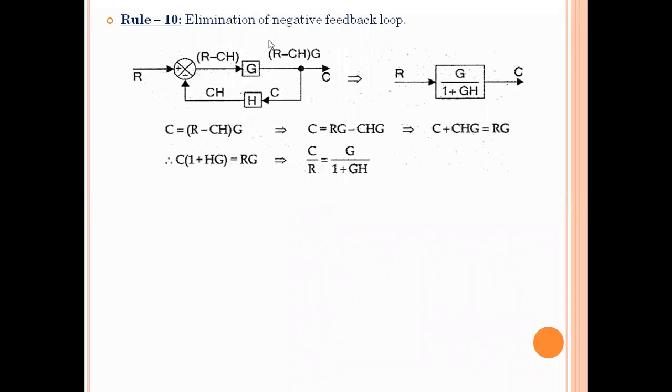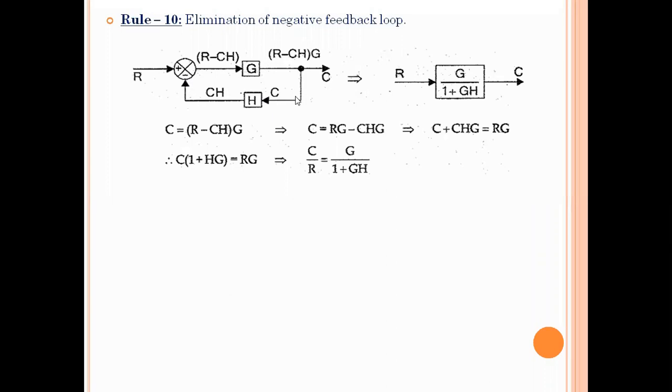And coming to the 10th rule, which is very important, that is elimination of negative feedback. See, this is the feedback. You can see this signal is going from left to right and this signal is going from right to left, which means this is a feedback loop. This is a feedback loop having a gain of H. Here a summing point is given, which is plus and minus. This feedback has the negative sign, that's why it is called a negative feedback loop.